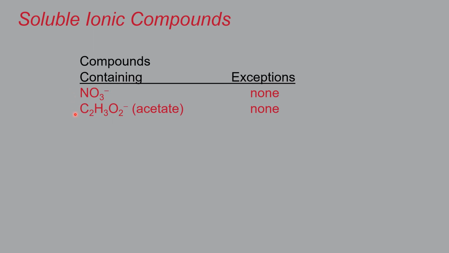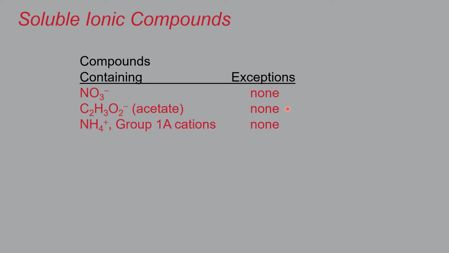If the anion is acetate, so this is actually that leftover chunk or that leftover bit of acetic acid. Its formula is C2H3O2. Also, no matter what the positive ion or the cation is, that compound will be soluble and will dissociate.